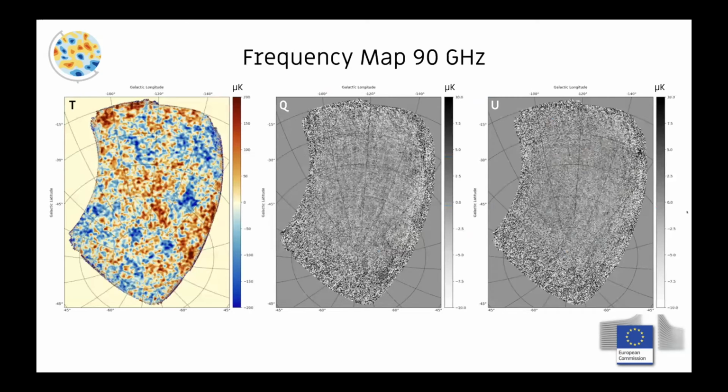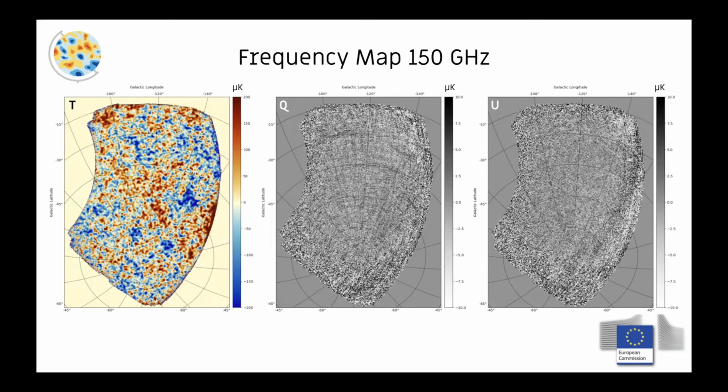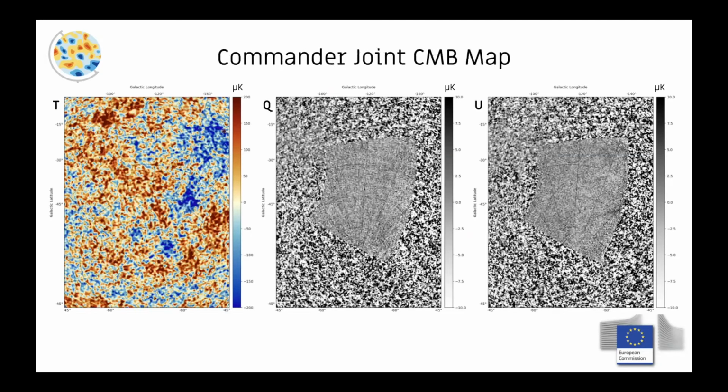Okay, so these are the frequency maps of Spider that we feed into Commander for 90 gigahertz, 150 gigahertz. And this is the joint Commander CMB map that we get out of it. And that's the first time that we actually join full sky and partial sky data. Spider is partial sky, and Planck are full sky. And here we can see the Spider field, which is a lot less noisy than outside, where it is dominated by Planck data. Inside the field, it's dominated by the Spider data.